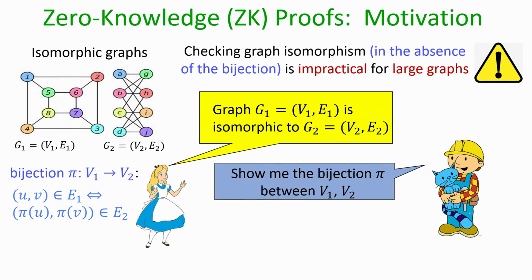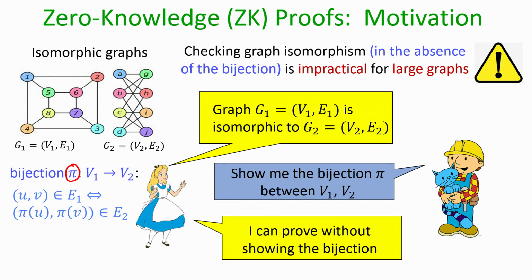One way for Bob to verify the statement of Alice is to ask Alice: please give me your witness, namely the bijection pi. If you give me the bijection pi, then I can verify whether indeed for every edge in the first graph, the corresponding mapped vertices also constitute an edge in the second graph, and so on. But that will be a proof in clear. What a zero knowledge protocol will allow Alice to do is convince Bob that indeed these two graphs are isomorphic without actually showing the witness, namely the bijection pi.